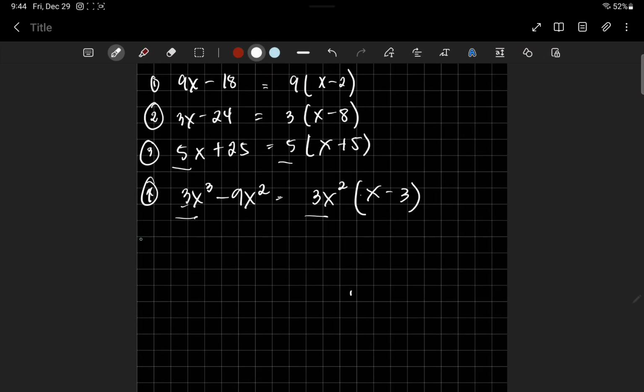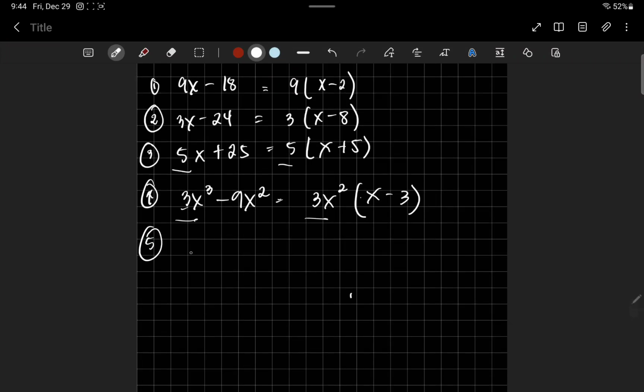Okay, so another example. If we have 4x squared minus 12x, get the common factor between the first term and the second term, so that is 4x. And 4x squared divided by 4x is x. Negative 12x divided by 4x is negative 3.